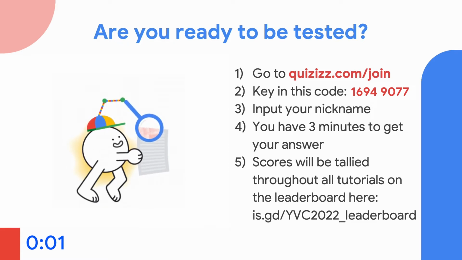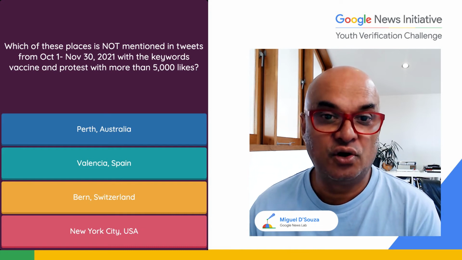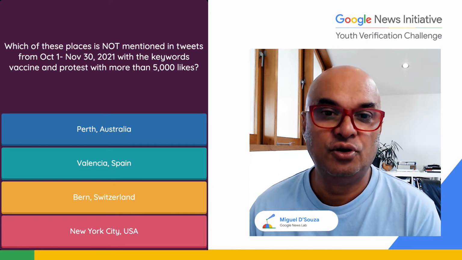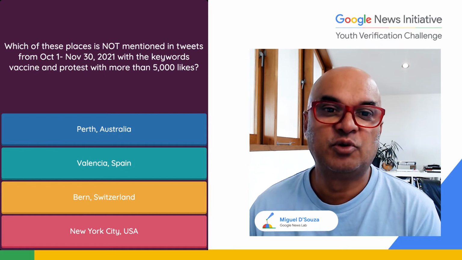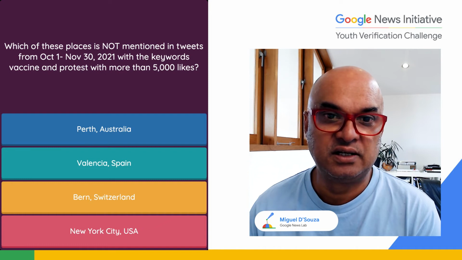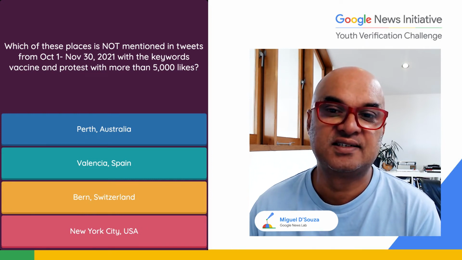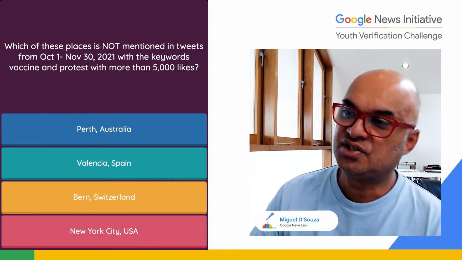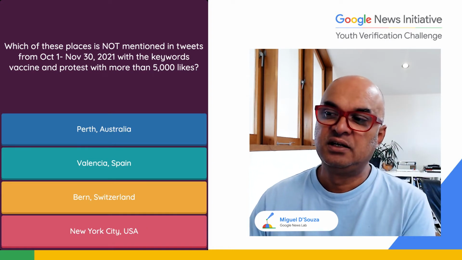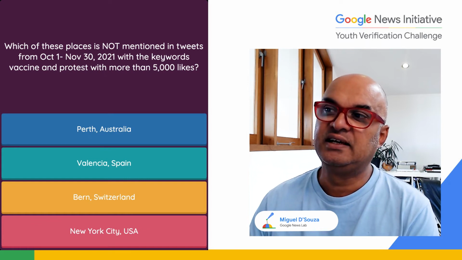Well, hopefully you are ready for the question, because here it is. Now, which of these places is not mentioned, I repeat, not mentioned in tweets from October the 1st to November the 30th, 2021, with the keywords vaccine and protest and more than 5,000 likes? Is it Perth, Australia, Valencia in Spain, Bern in Switzerland, or New York City in the USA?